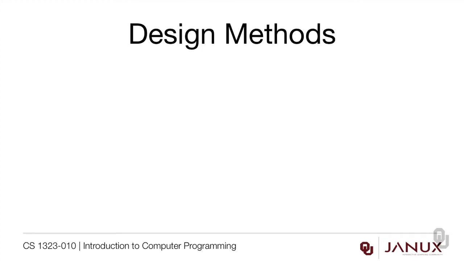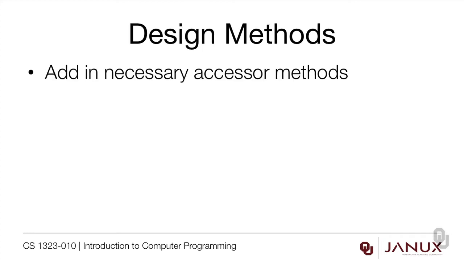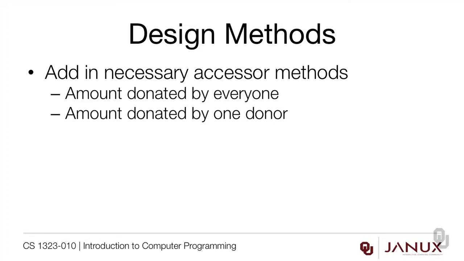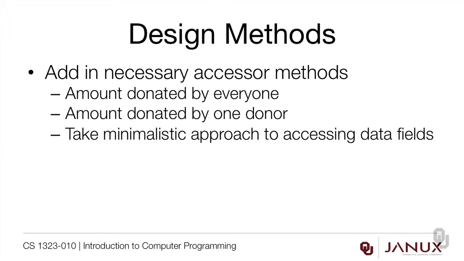Now let's talk about the design of methods. You do need to add in necessary accessor methods. So for example, we need to be able to access the amount donated by everyone, the amount donated by one donor. The thing that's important is you need to take a minimalistic approach to accessing data fields. So weak designers tend to just put in an accessor for everything, and that's not a good idea. It makes the software more complicated than it has to be, and there's no reason for it. So wait and see how you need the accessor.